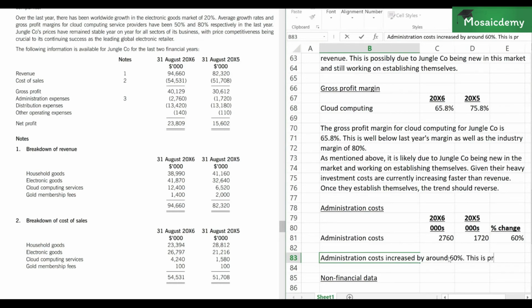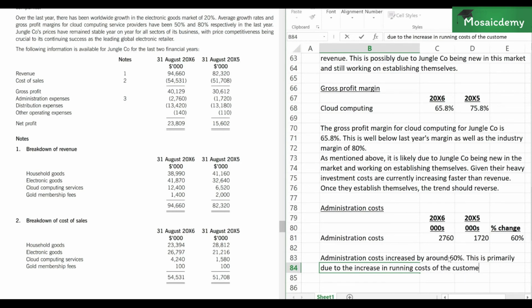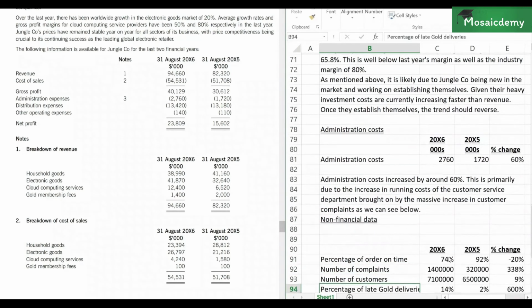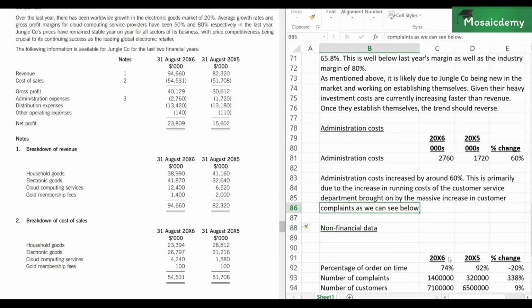This is primarily due to the increase in running costs of the customer service department brought on by the massive increase in customer complaints, as we can see below, right? Because we've done the calculation below, so we're just pointing the marker to look below and they'll find it, right? That way the marker can easily follow what we're saying.